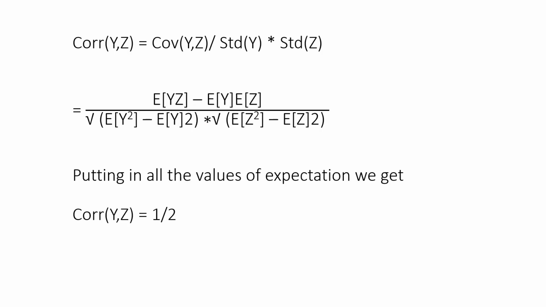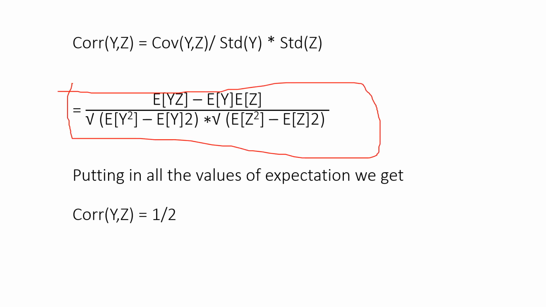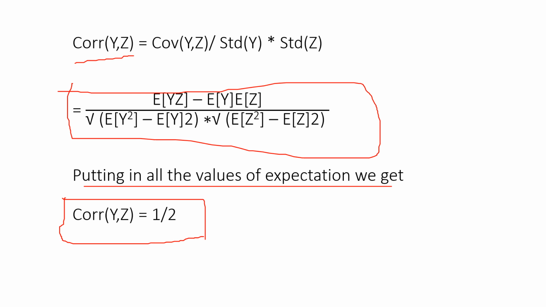So now we have all the required expected values in this expression to find the correlation. We put in all the values and we get the final answer of the correlation between y and z equal to 1 by 2. And this is the answer to the second part of the question.